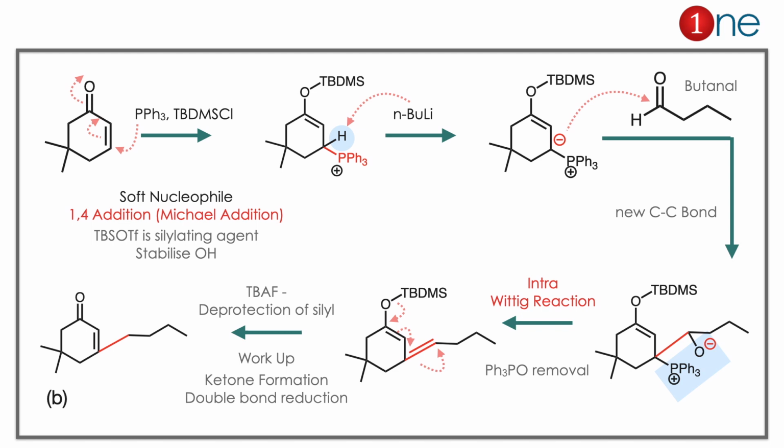Next step, the silyl agent TBDMS can be easily removed in the workup. The workup gives back the conjugated ketone. Hence the answer is clearly B there.